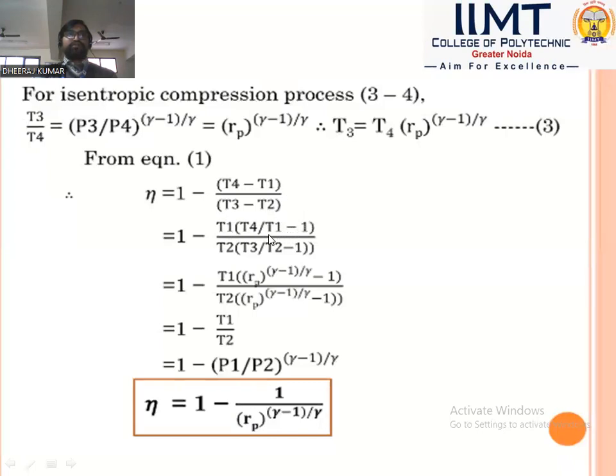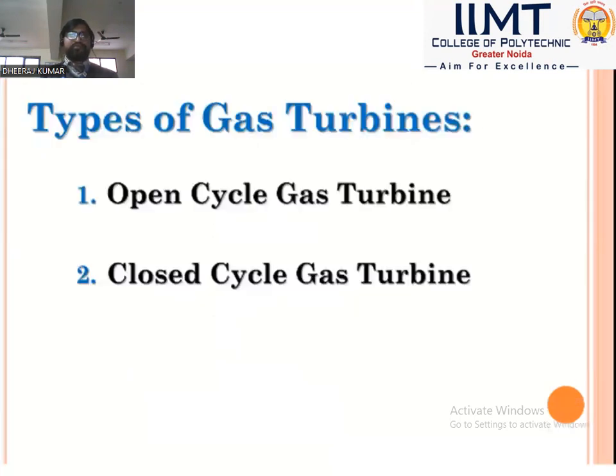First of all, T1 and T2 are common. Taking it common on both sides, T4 upon T1 minus 1 upon T3 upon T2. This value is Rp to the power (gamma minus 1) upon gamma, and this value is also Rp to the power (gamma minus 1) upon gamma, so this cancels out. So 1 minus T1 upon T2. T1 upon T2 is equal to P1 upon P2 to the power (gamma minus 1) upon gamma. So the efficiency of the Brayton cycle is 1 minus 1 upon Rp to the power (gamma minus 1) upon gamma.